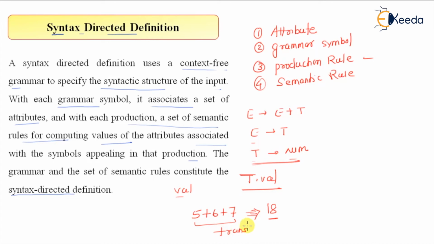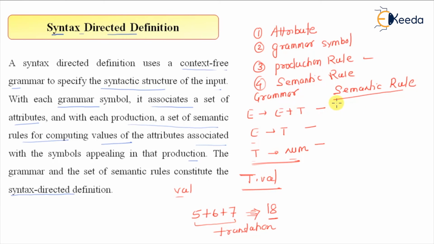Syntax analysis will not do this translation. Syntax analysis's job is to verify whether 5 plus 6 plus 7 is correct or not. So for that I have to write some semantic rules, and I have to write them in the context of the context-free grammar. I have to attach these rules to these production rules, or this grammar.